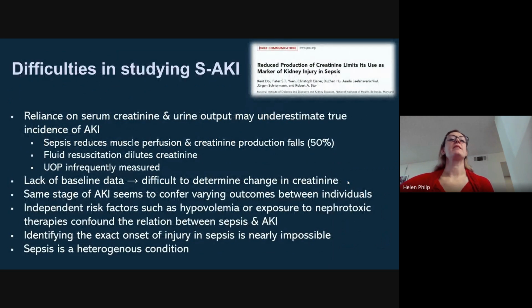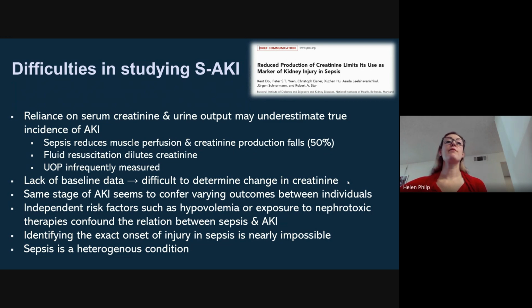And also just some of the difficulties in studying septic AKI. It's interesting, I was reading in human papers that, because of poor muscle perfusion and other factors, including all the fluid therapy these patients receive diluting the creatinine, often the creatinine production actually falls in these patients. Around 50% has been quoted. So it's interesting that creatinine may actually be a little bit unreliable in septic patients.